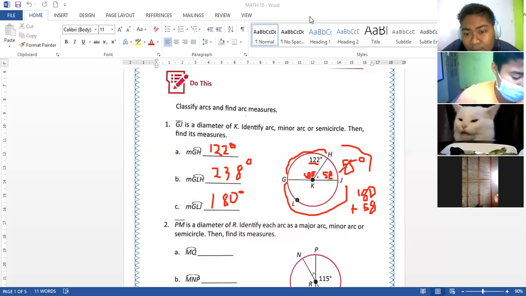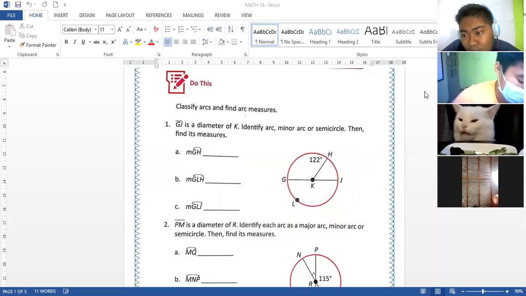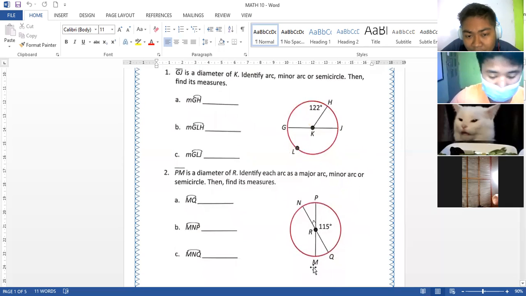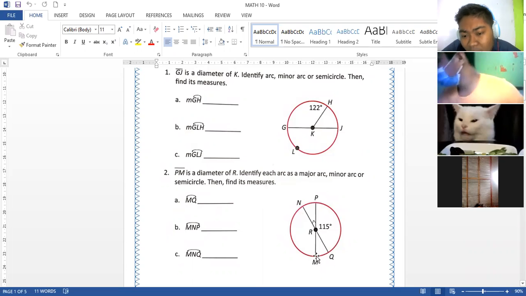Sir, the examples are all like that. Almost. Let's check number 2 if it's the same. PM is the diameter of circle R. Identify each arc as a major arc, minor arc, or semicircle. Then find its measure. So, MQ, how much is MQ? This is the diameter. This is 115. The measure of this angle is also the measure of the arc. So, how much is MQ?